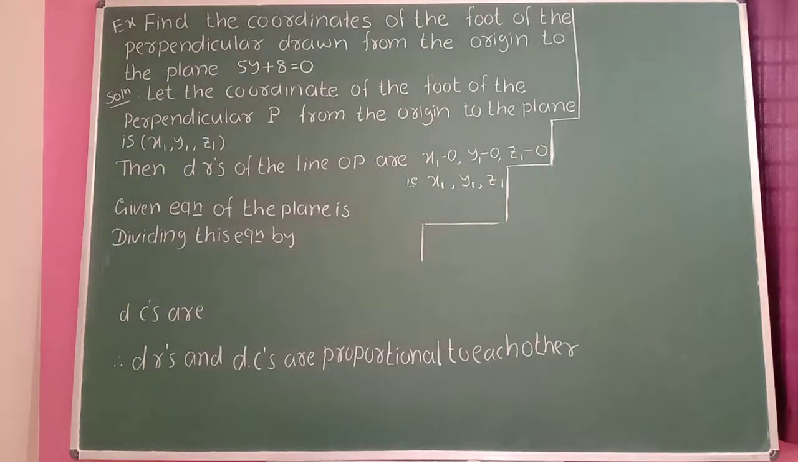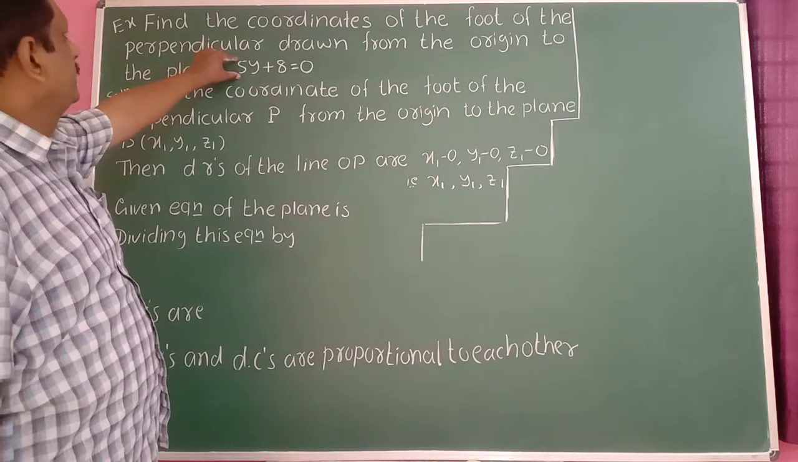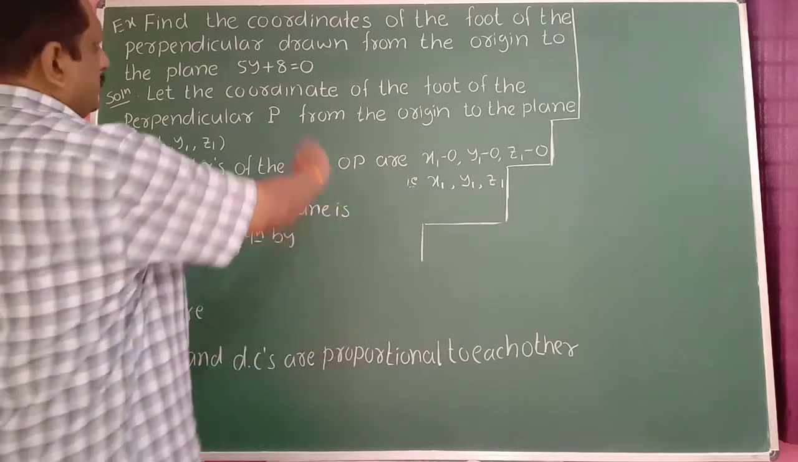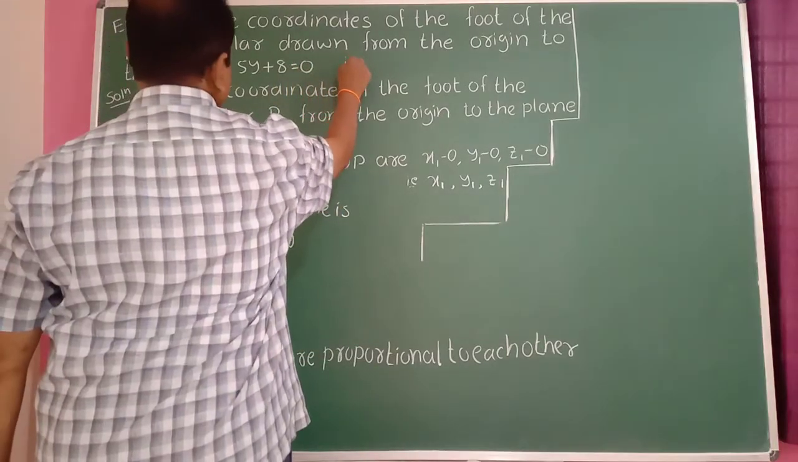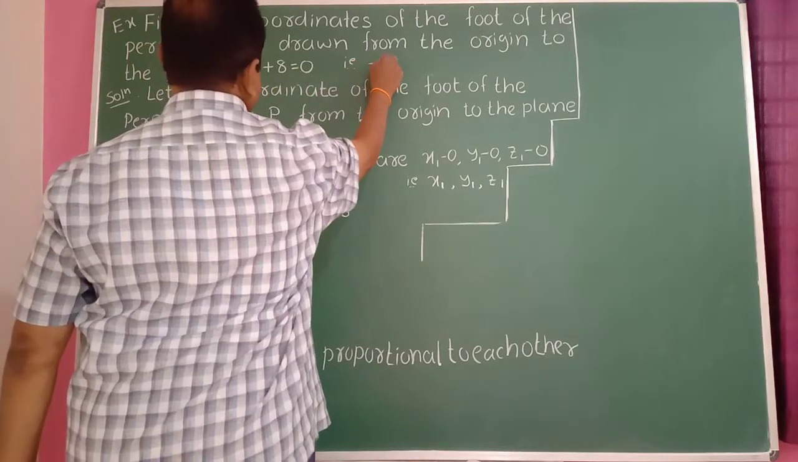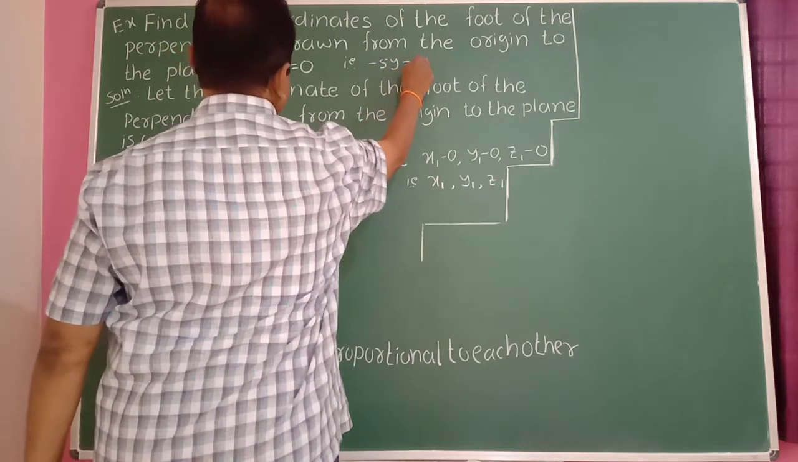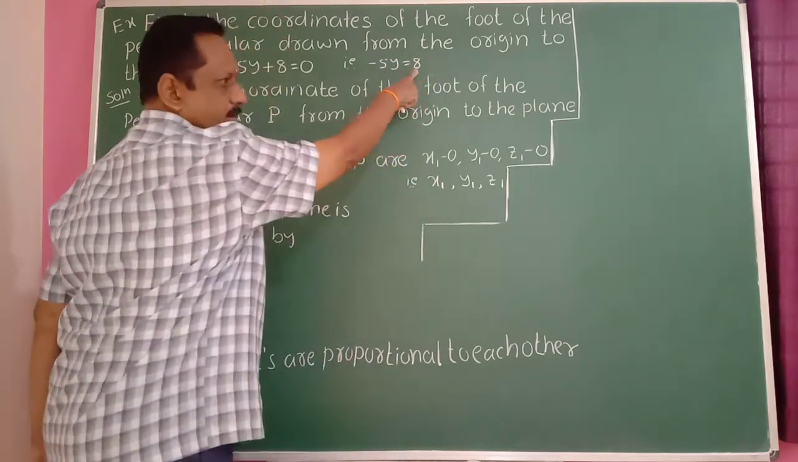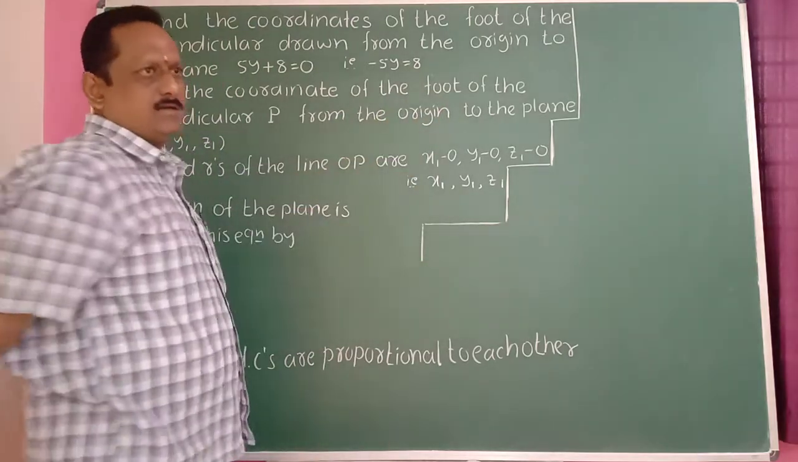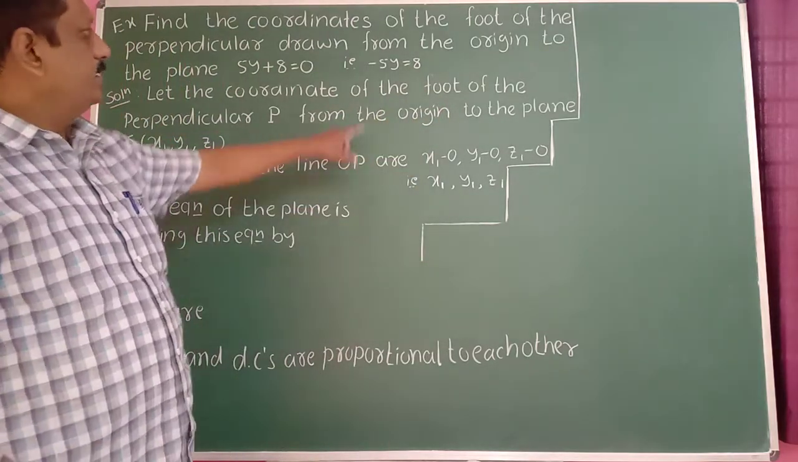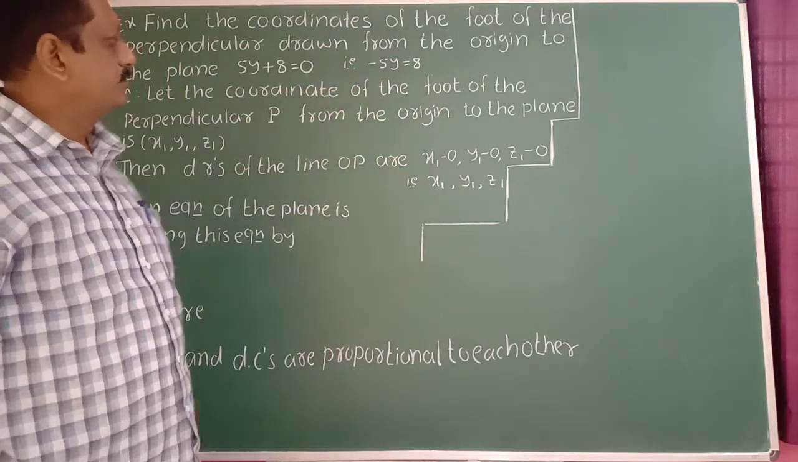The next equation of the plane is 5y plus 8 equal to 0. You also find the foot of the perpendicular. This equation can be written in this form: minus 5y is equal to 8, because the right side term 8 represents the distance. Distance is always positive, that's why you can write it like this.